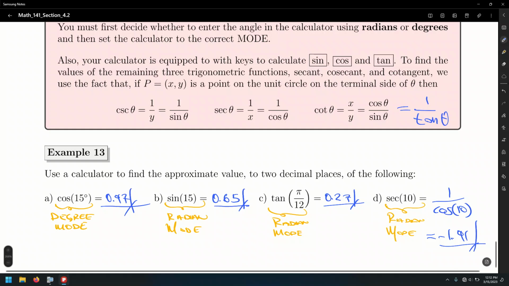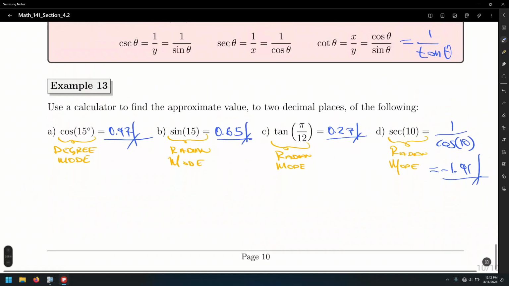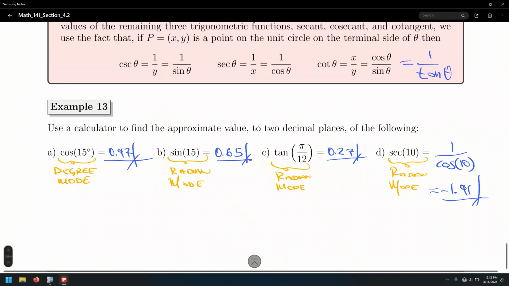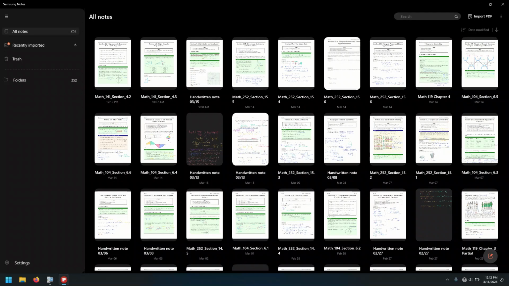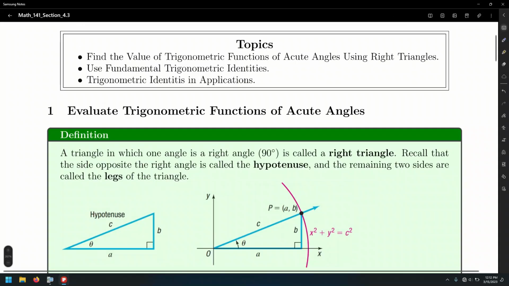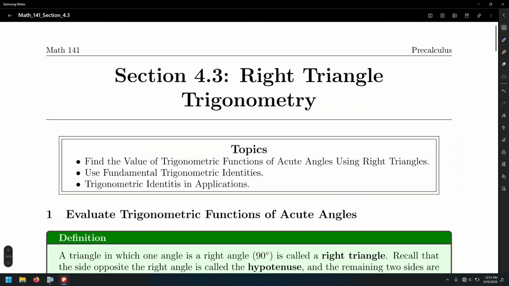And I believe this is the end of the section. That's about it for 4.2. So today we're going to move on to section 4.3. You will realize that we are going to be doing essentially the same thing. However, what we're going to do in the next section, even though it's obtaining the same values of the trigonometric functions, this time we're going to take a right triangle approach, not a unit circle approach.